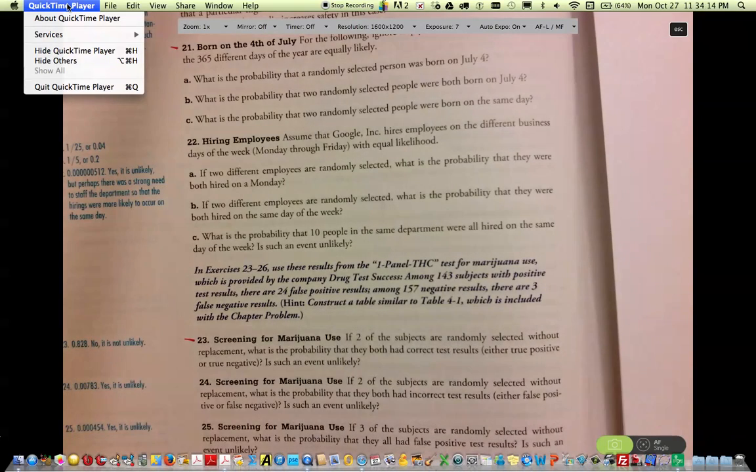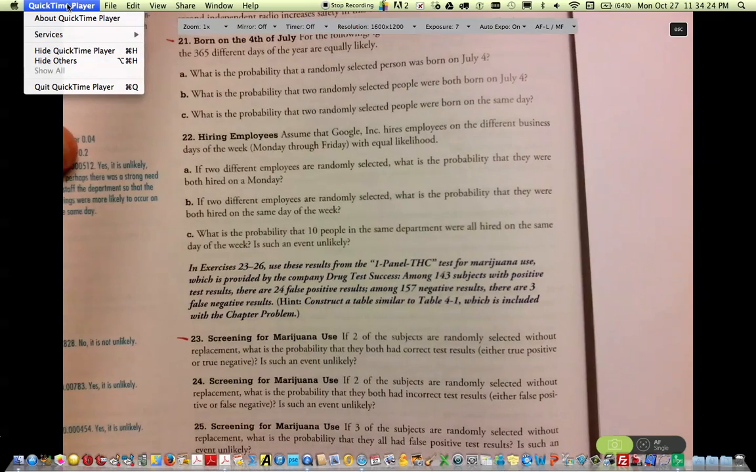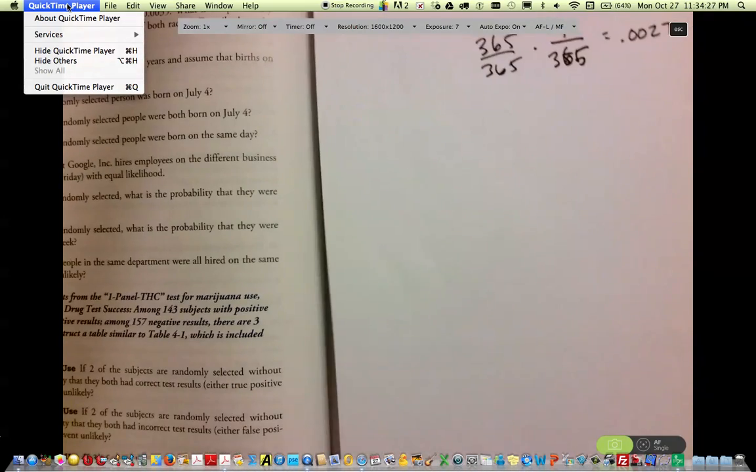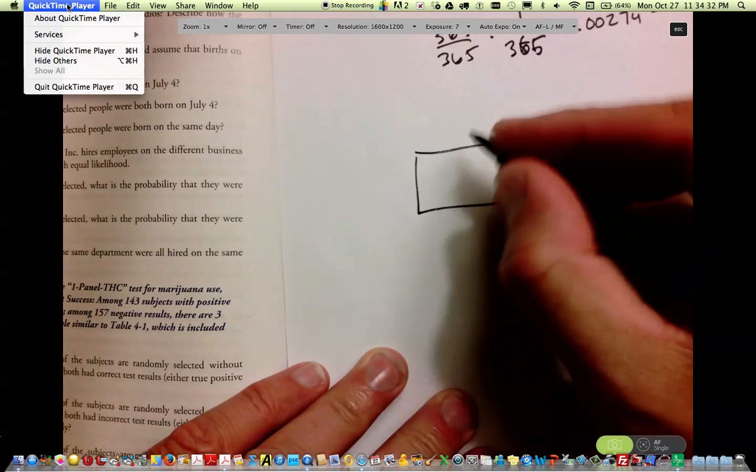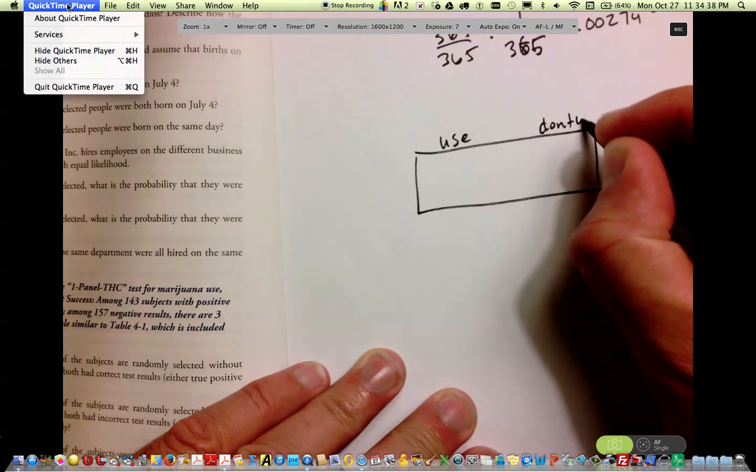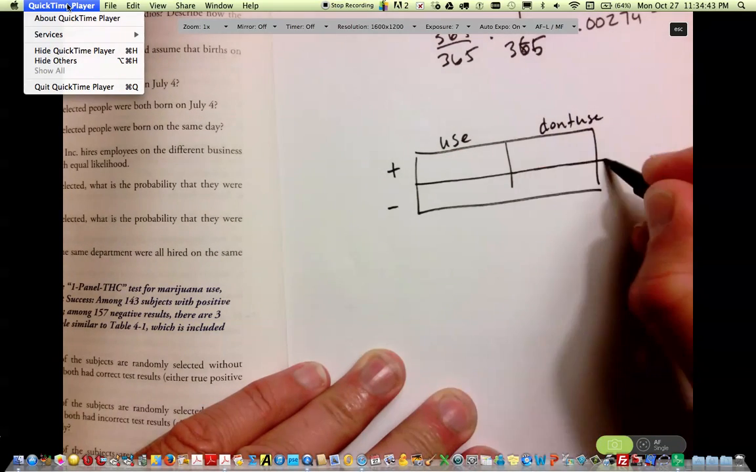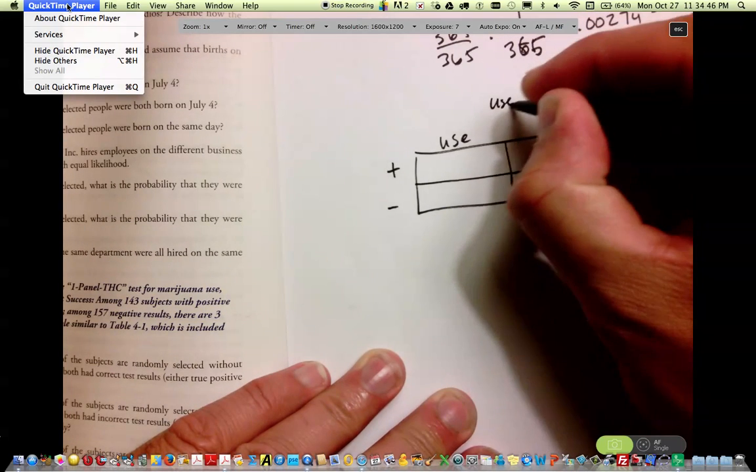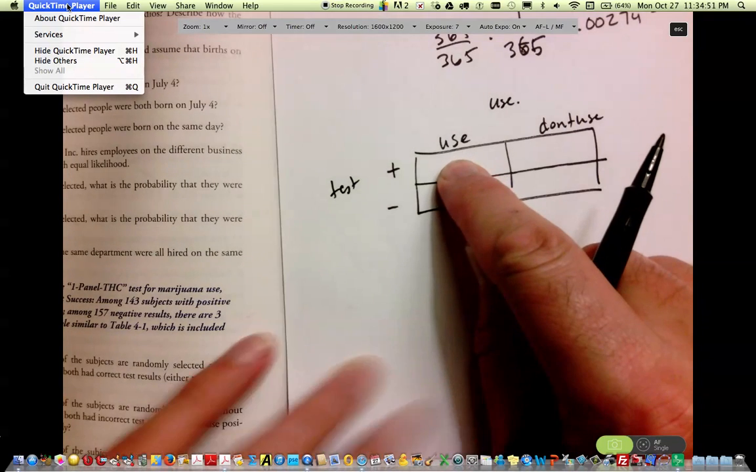Screening for marijuana use. If 2 subjects are randomly selected without replacement, what's the probability they both had correct results? For this one we're given some information, and they suggest that we set up a table with false positives and false negatives and so on. So we are going to have people that use and that don't use, and tests that are positive and tests that are negative. So this is the use and this is the test.